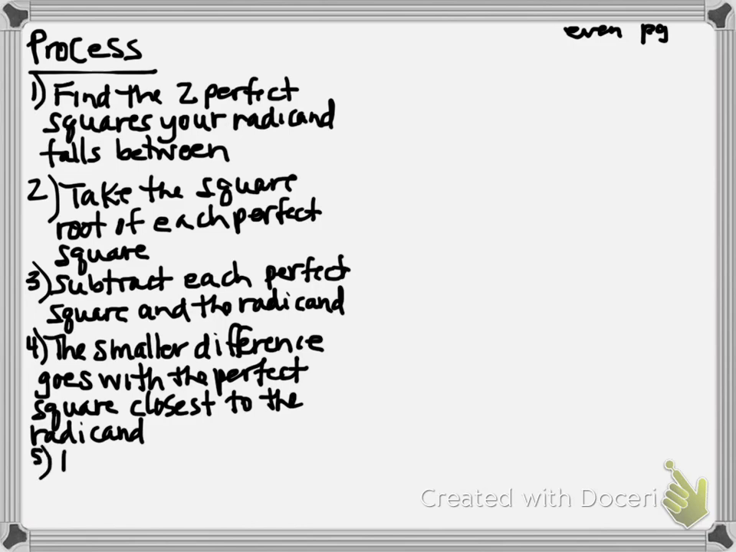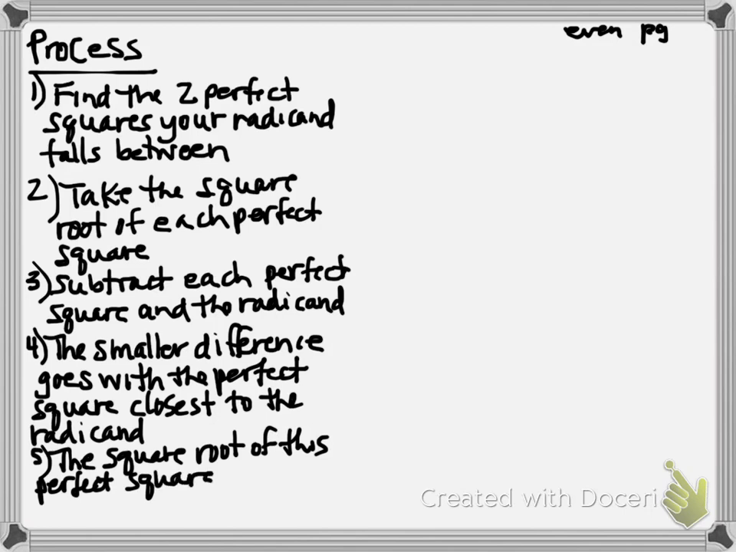5. The square root of this perfect square is the answer to the nearest integer. All right, so we've done half of what you're going to be asked to do on some of your problems. Some of your problems are just going to say round to the nearest integer. Some of your problems may say round to the nearest tenth.